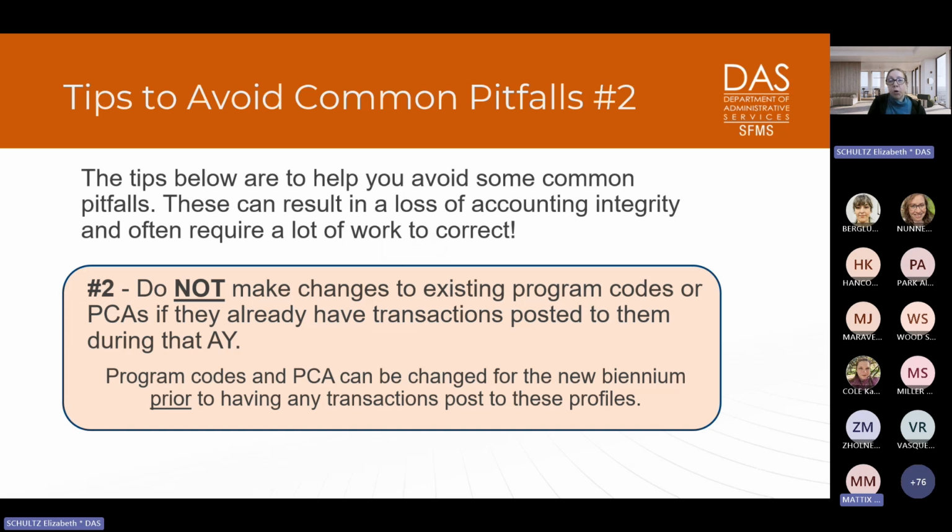So if you have program codes or PCAs and AY27 has already started after July, make sure before trying to change those that transactions haven't been coded there already. If that's the case, something new would need to be set up. We might need to work with you to correct those transactions that previously posted. So just a good rule of thumb, don't change anything if it's already had transactions posted in that AY. Now, if you had transactions in AY25 and you're changing the AY27 profile, that's fine. Just make sure there's no transactions that were posted in the current AY.